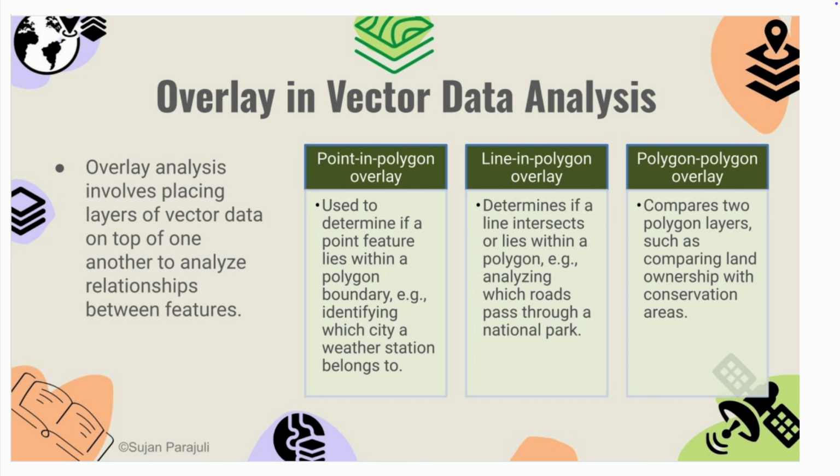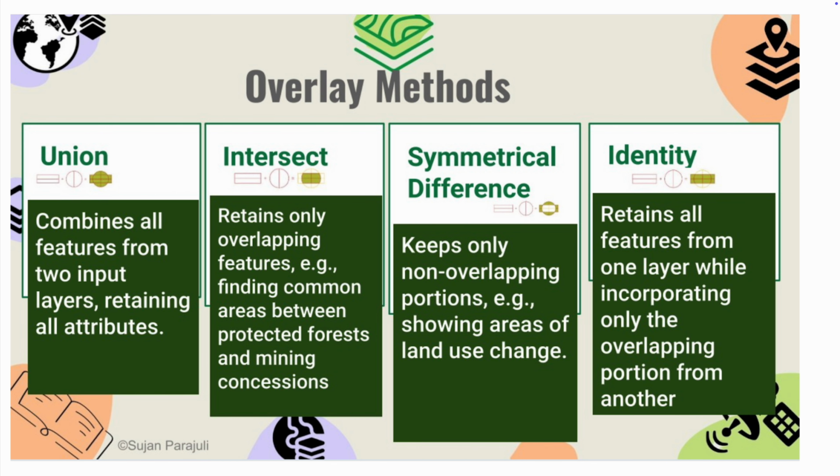And we also talked about overlays, right? So overlay analysis is kind of putting these layers on top of one another to understand the relationships. So we can put points in polygons, we could put lines in polygons, we can put polygons in polygons, and this is going to become important as we think about one of our spatial join concepts later.